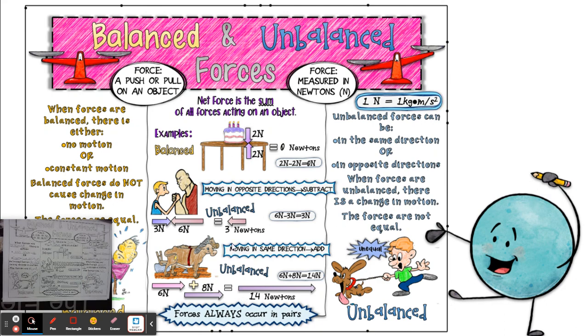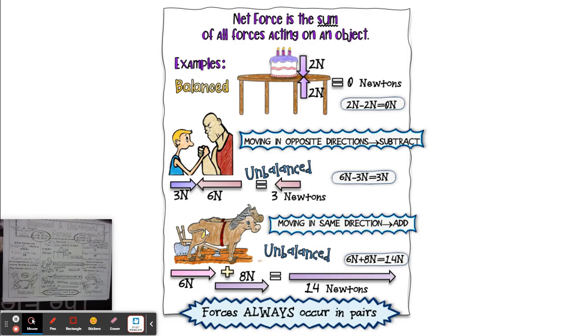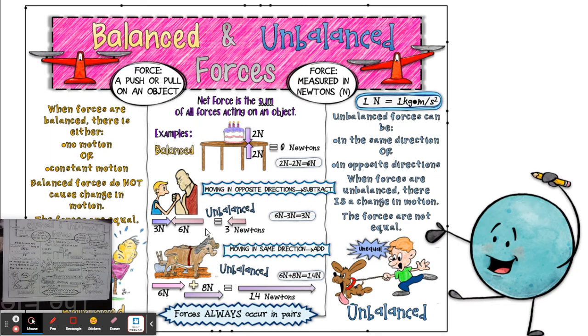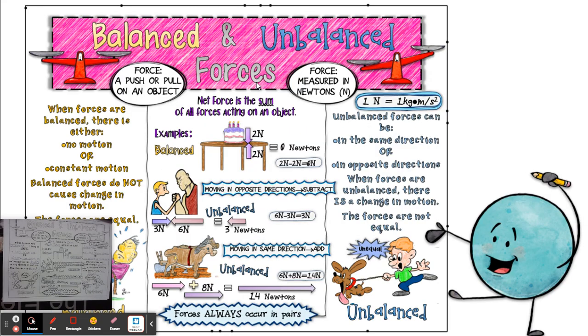All right. This is just a quick cheat sheet to help you. So your sheet should be filled out. You may color it as you like, but definitely I want you to glue it in your journal, okay? And call it Balanced and Unbalanced Forces. All right, thanks.